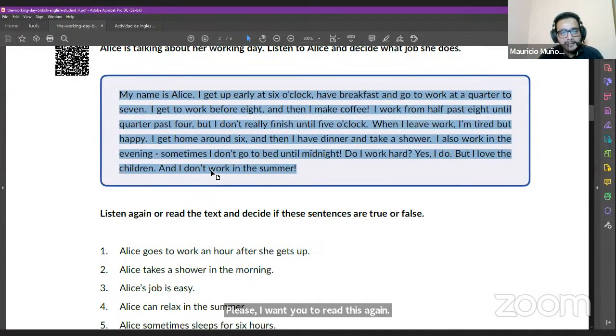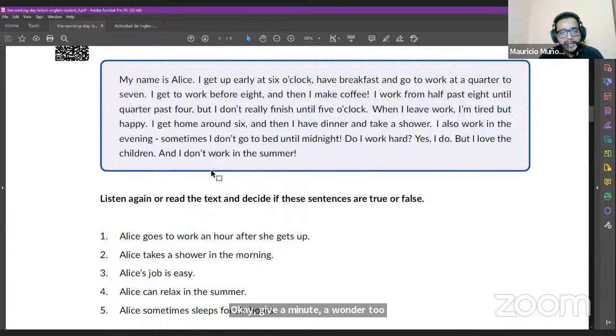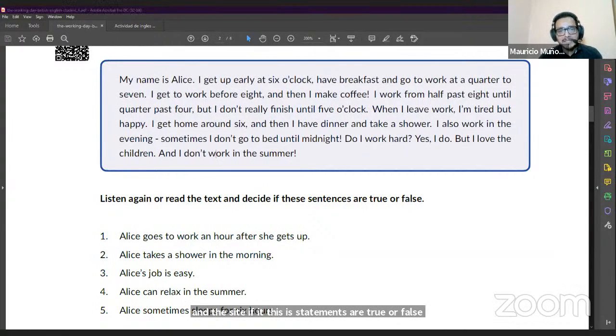Okay, dear students, right now, please, I want you to read this again. Give a minute. Read this part again and decide if these statements are true or false. Read again. Decide if the 5 statements below are true or false. For this activity, dear students, you will have 3 minutes. Complete it, please.